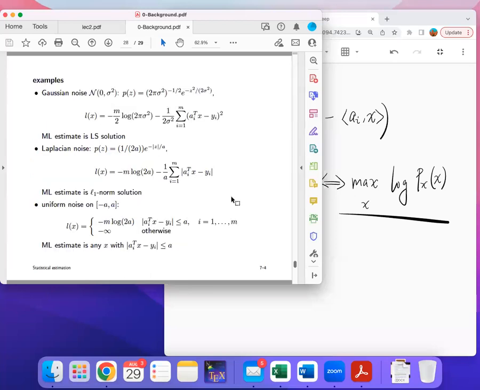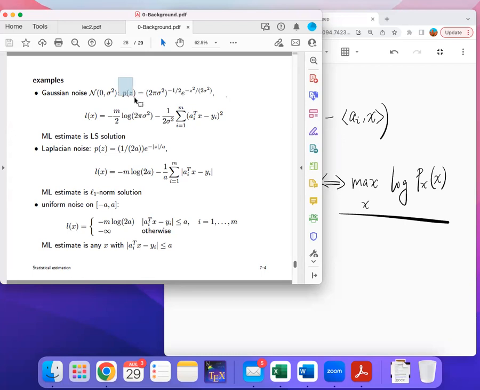Okay, so for example, if we assume the noise follows a Gaussian distribution, which in many cases we make this implicit assumption. So every zi follows from this Gaussian distribution, for example. And what is this Gaussian distribution? Well, this is the one-dimensional Gaussian distribution PDF, right? With variance sigma squared.